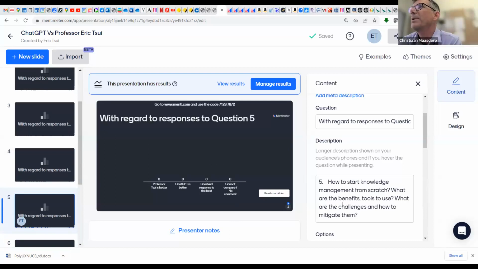Question 5: How to start knowledge management from scratch? What are the benefits and the tools to use? What are the challenges and how to mitigate them? Wow, that's a question for the entire course and more, right? So there are 3 or 4 questions in there. So allow me to start with the first one, which is how to start KM from scratch.